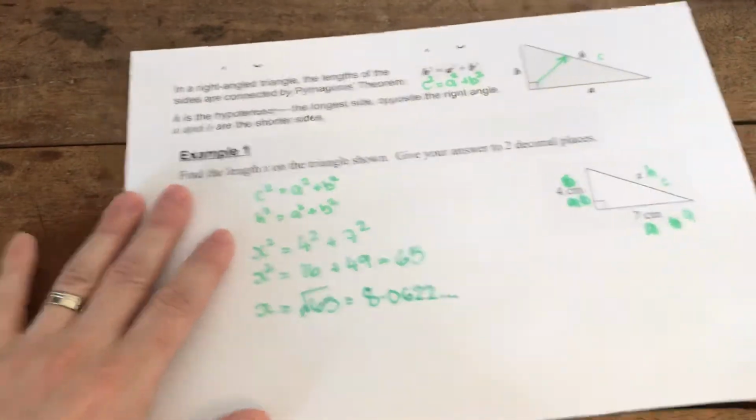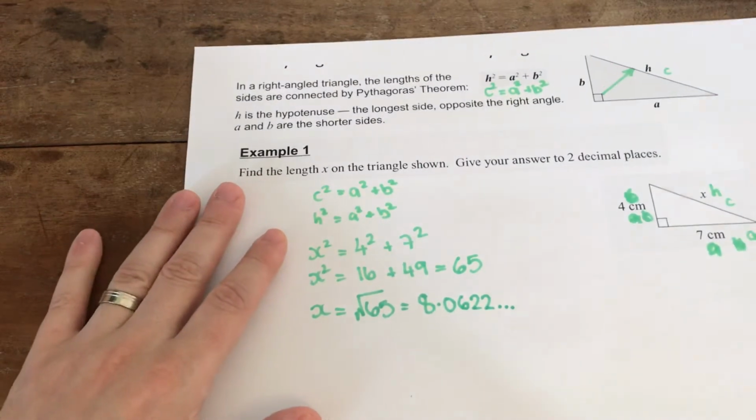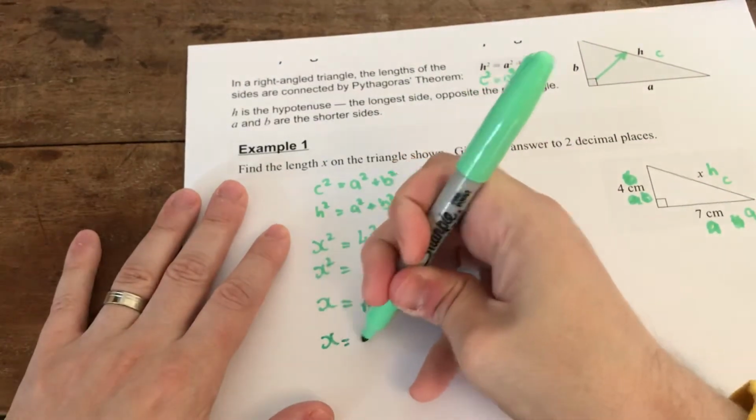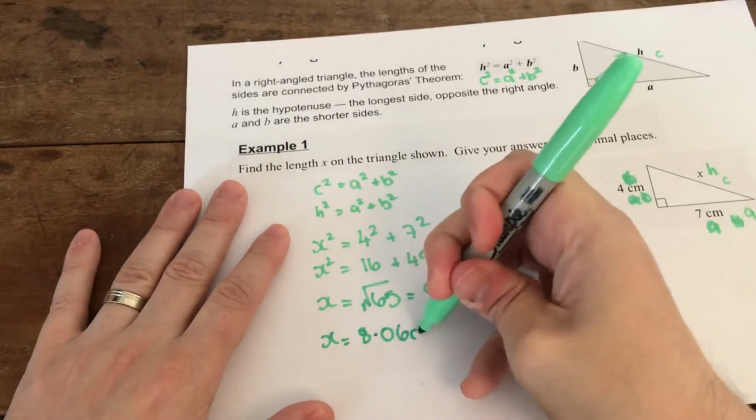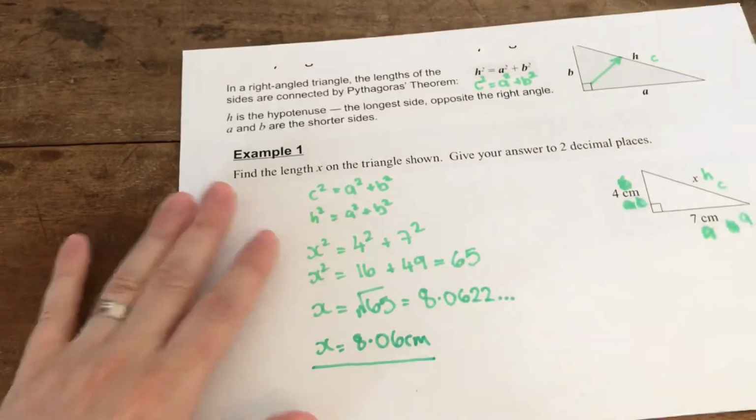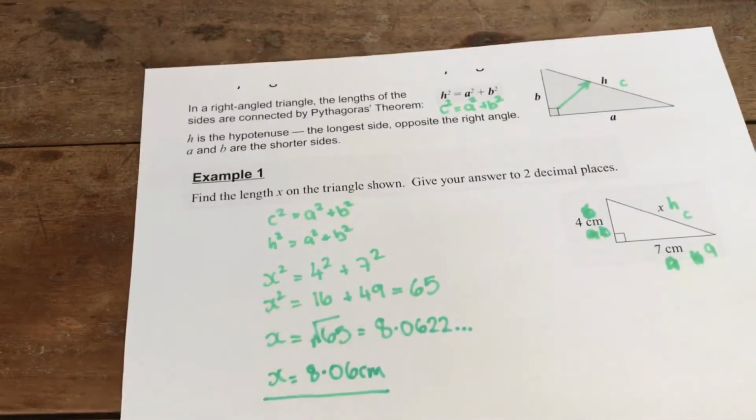If I square root 65, it gives me 8.0622, and it goes on for a lot longer than that. So my final answer to 2 decimal places is 8.06 centimeters. So that's how we would use Pythagoras.